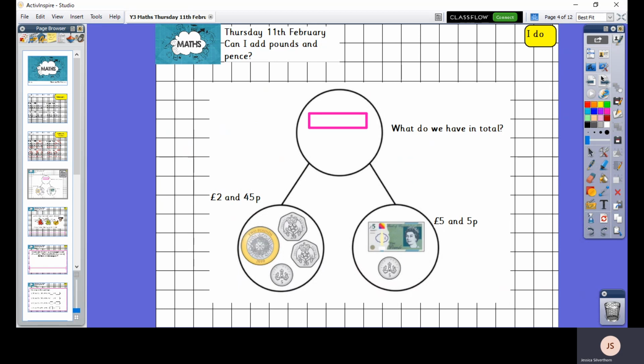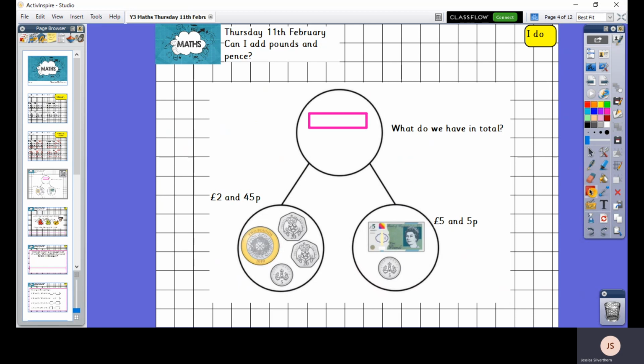Okay, so for our main maths today, we're thinking about how I can add up pounds and pence. So on this part of my part whole model, I've got £2 and 45 pence. On this part of my part whole model, I've got £5 and 5 pence. So how do we know what we have in total?